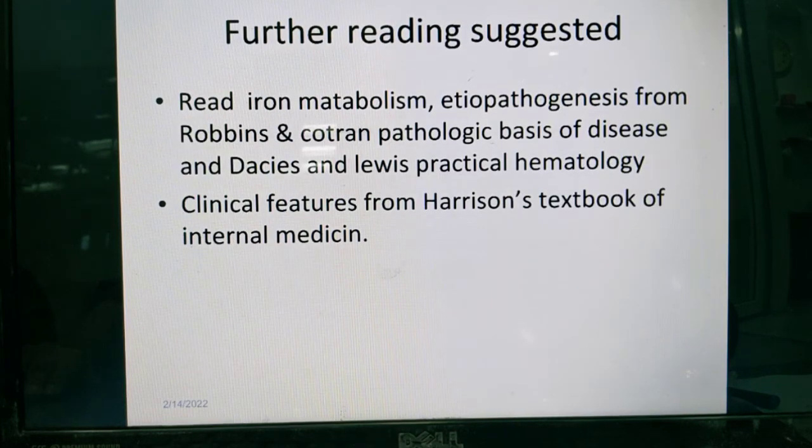So this is about the metabolism, etiopathogenesis, and clinical features of iron deficiency anemia. Further reading suggestions: read Iron Metabolism and Etiopathogenesis from Robbins and Cotran Pathologic Basis of Disease, and Dacie and Lewis Practical Haematology, and Clinical Features from Harrison's Textbook of Internal Medicine.